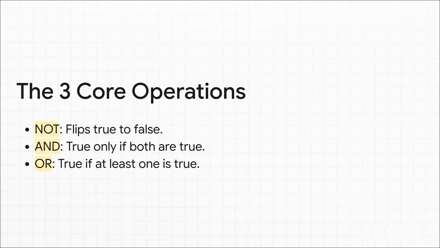And then he defined just 3 basic ways to combine them. There's NOT, which is super simple. It just flips the value. True becomes false, false becomes true. Then there's AND, which is only true if both things you're looking at are true. And finally, there's OR, which is true if at least one of the things is true. That's it. NOT, AND, OR. These 3 little operations are the absolute foundation of everything computers do.